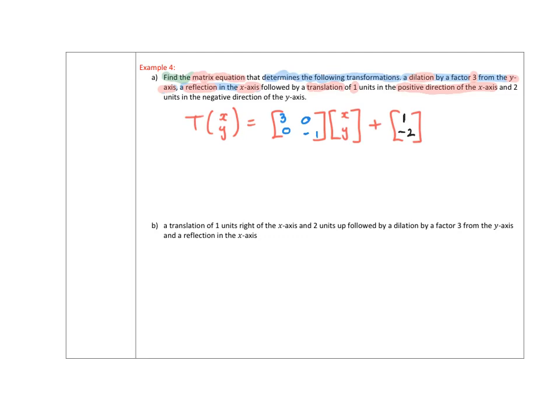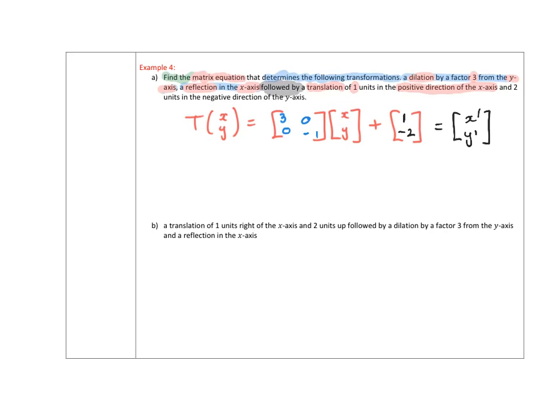Now the key phrasing here is that we see this term "followed by". I might highlight it in black so that it stands out a little bit. The fact that the translations occur after the dilations and reflections is the reason why we can just use this standard transformation equation. Remember, we assume T. Finally, to round off this answer, we may choose to write in the fact that this could also be equal to x' and y'.